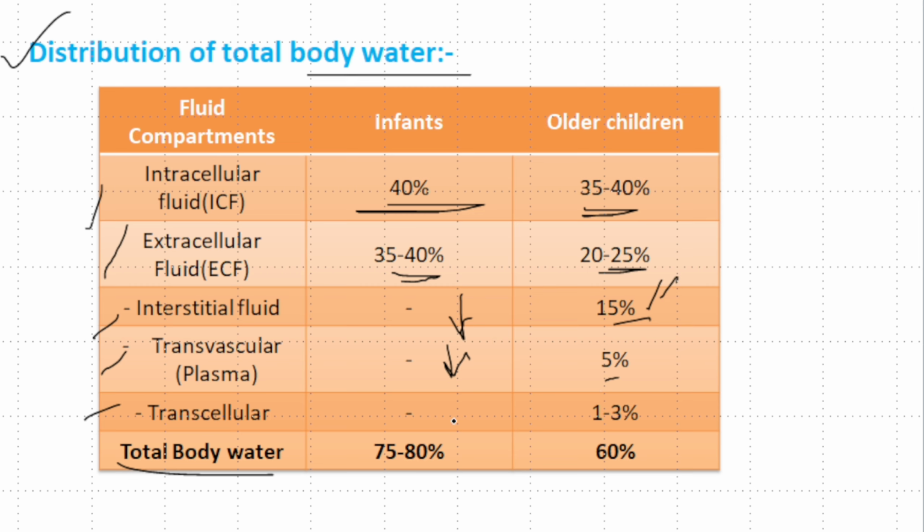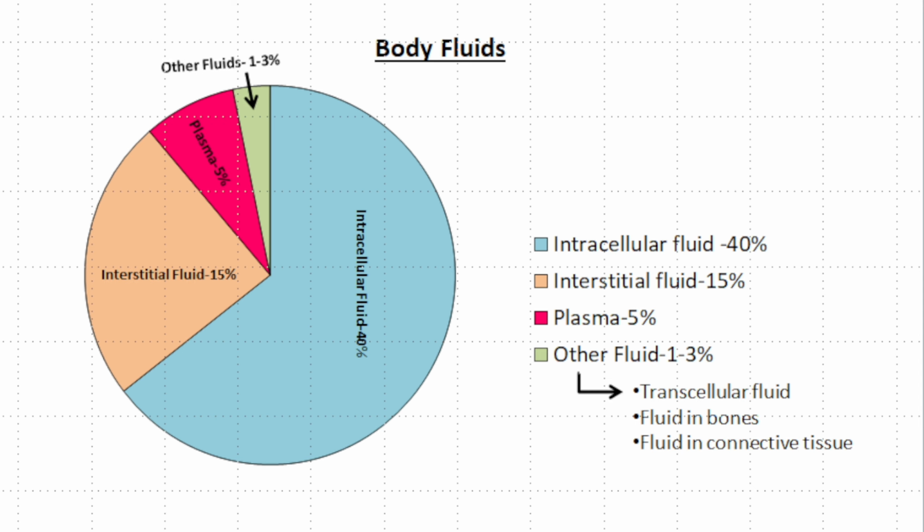Transvascular fluid, plasma: in infants there is a lesser amount, and it is 5% in older children. Transcellular fluid in infants is less. In older children, it is about 1 to 3%. Total body water in infants is 35 to 80%, and in older children it is about 60%.